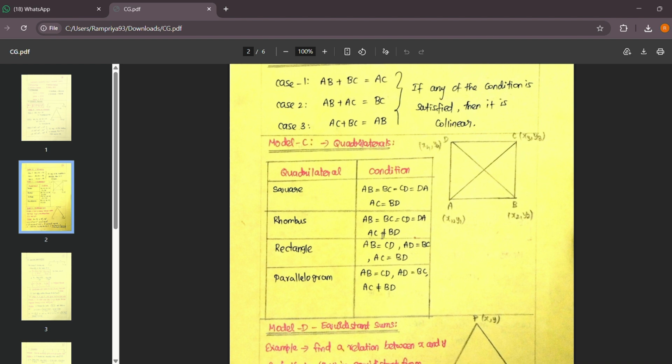I told you that there is a similarity, right? So square means all the four sides equal along with the diagonals. A rhombus means only the four sides are equal but the diagonals are not equal.